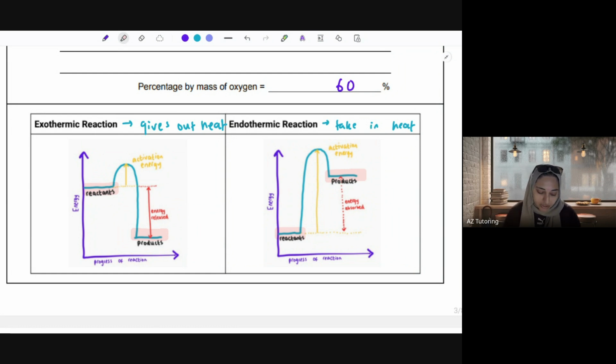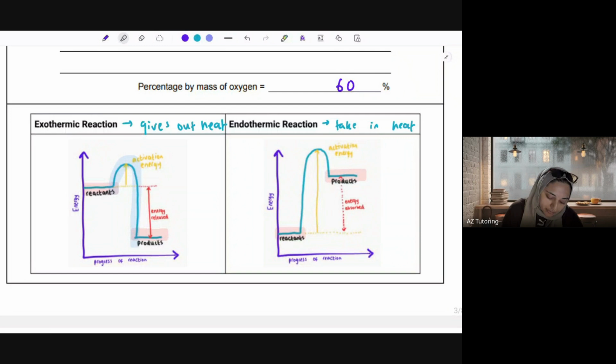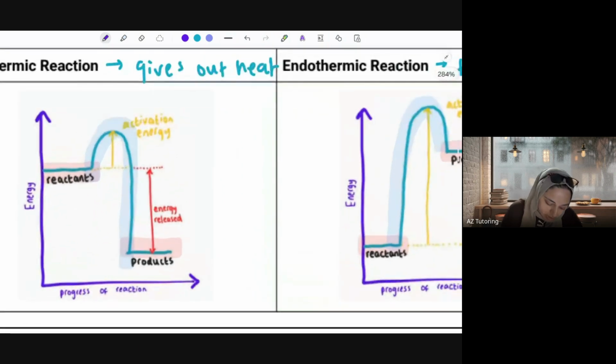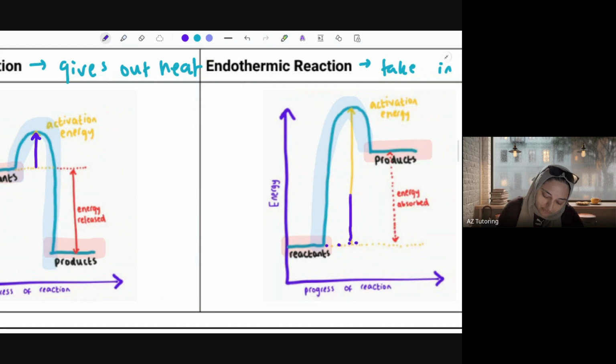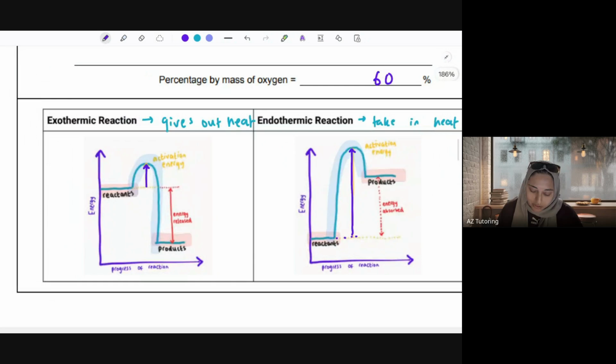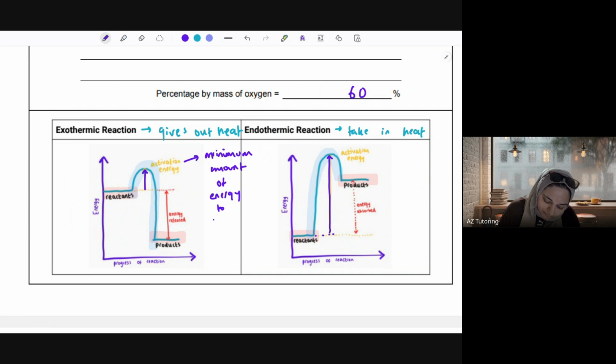Okay, so what's this little hump that's here? This little hump is the activation energy. Remember, the activation energy is just from the reactants to the top of the peak. Again, from here, from the reactants to the top of the peak. You can see it requires a lot more energy to start off an endothermic reaction because you're putting heat into that reaction. The activation energy is the minimum amount of energy to start off that reaction.